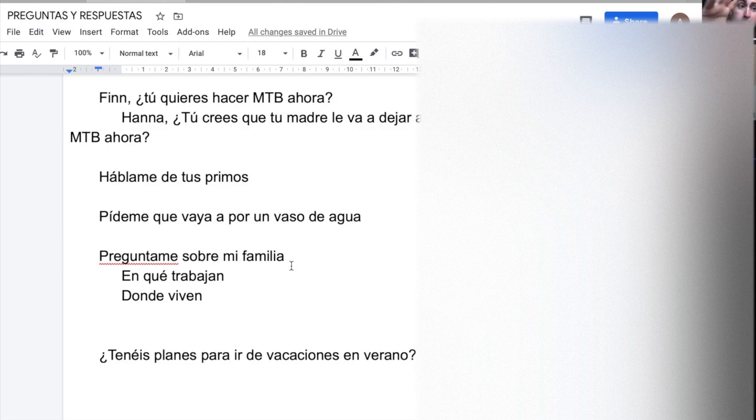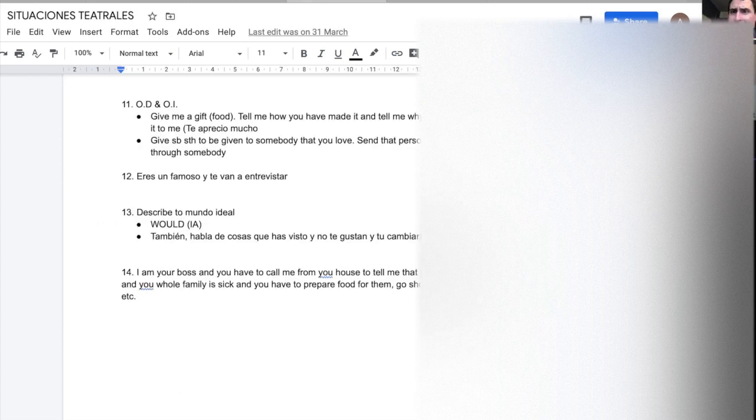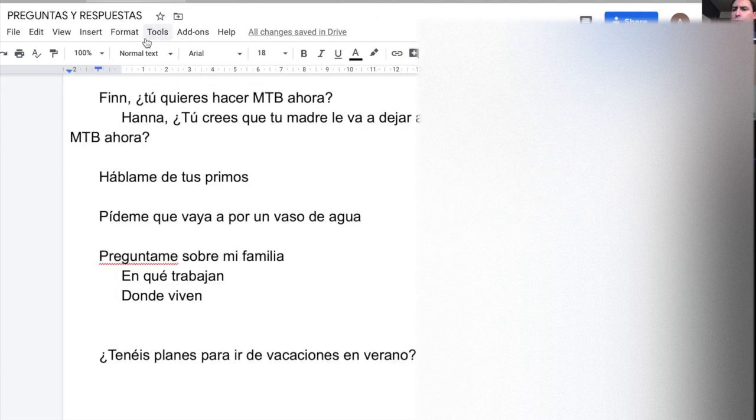Qué bien. Es importante mantener a la familia. Mantener. Importante, chicos, atención. Mantener. To maintain or to keep. In this case, to keep. Mantener a la familia unida. Es importante mantener a la familia unida. ¿Vale? ¿Comprendes, Finn? Sí. ¿Comprendes, Hannah? Mantener a la familia unida. Bien. Genial.